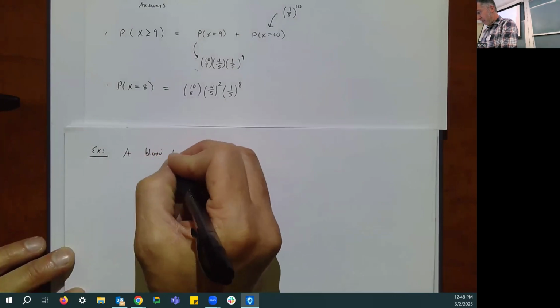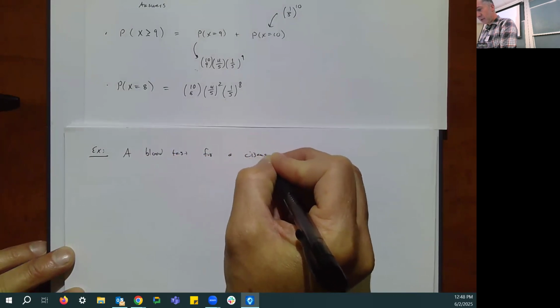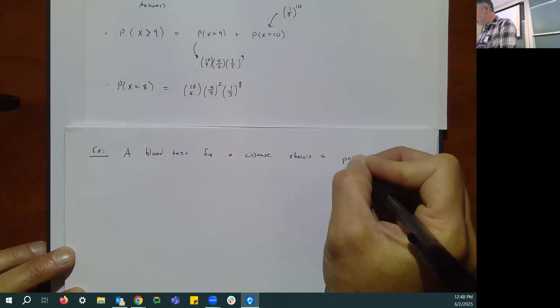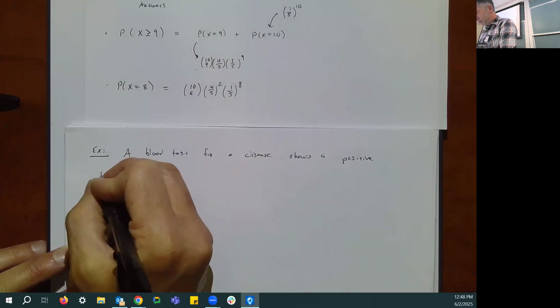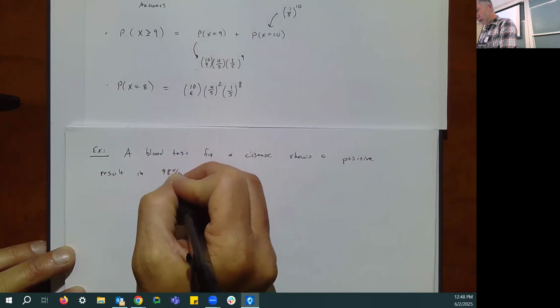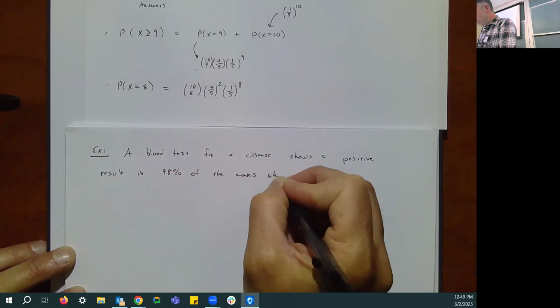A blood test for a disease shows a positive result in 98% of the cases when the disease is present.